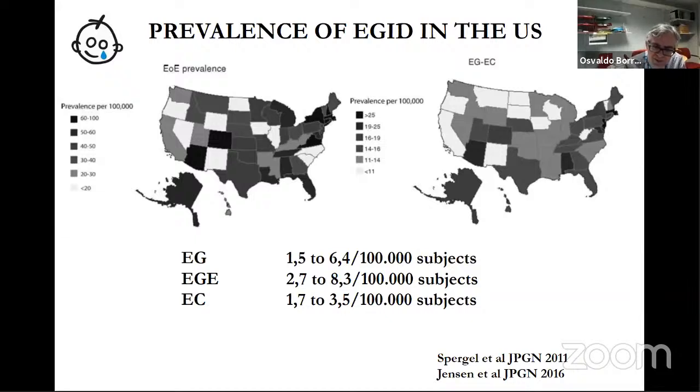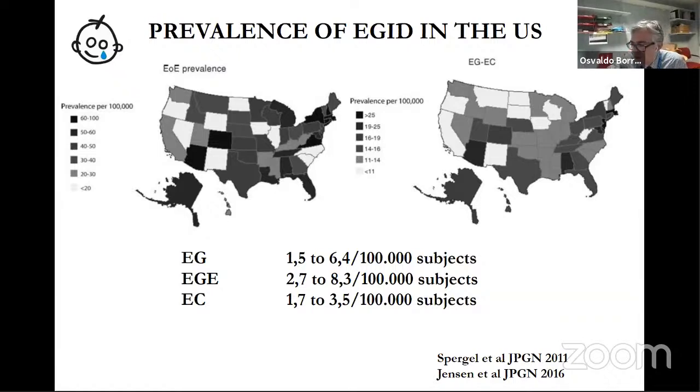And we are talking about prevalence in absence. So in these studies, eosinophilic esophagitis was not included. And you can see how we have an eosinophilic gastritis prevalence between 1.5 and 6.4 per 100,000 subjects, eosinophilic enteritis up to 8.3 per 100,000 subjects, and eosinophilic colitis 3.5. So as you can see, although they are a rare disease, the prevalence is significant, and also in the last year we have observed an increase in the prevalence.